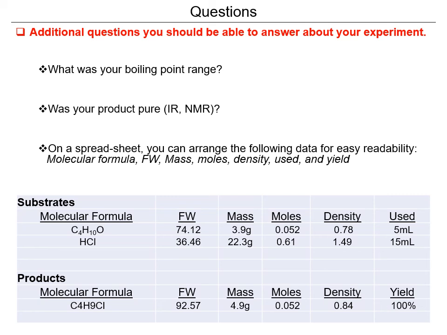Along with the percent yield, you should be able to answer a few other questions about your reaction. Typical examples include, what was the boiling point range of the product? Was your product pure? Also, before running your experiment, it would be best to keep track of the amount of necessary chemicals used in an easy-to-read format. Your TA may ask you to arrange your chemical data in a table format similar to what is seen here.